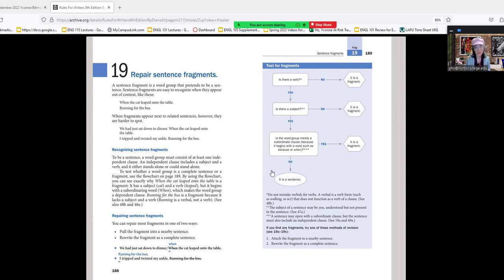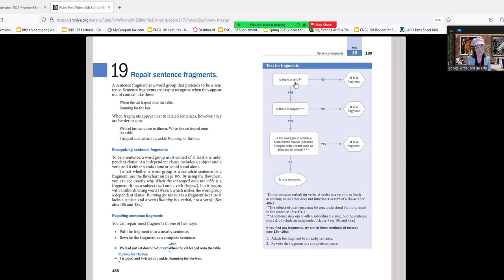So here is a test for fragments. Is there a verb? Is there a subject? If it's missing a verb or missing a subject, then it becomes a fragment. Is the word group merely a subordinate clause, because it begins with a word such as because or when? So if the dependent clause starts with a subordinating conjunction, it is a fragment.